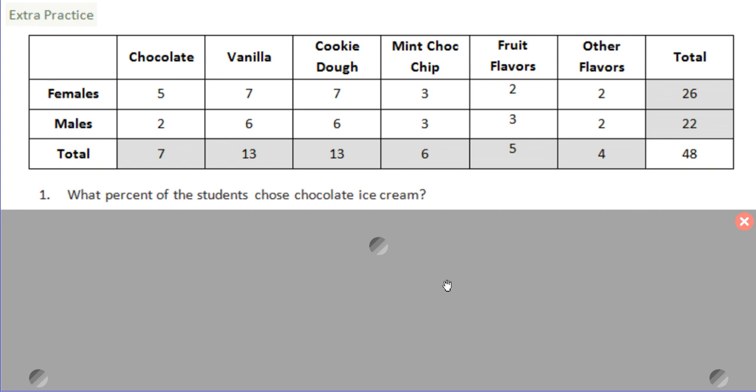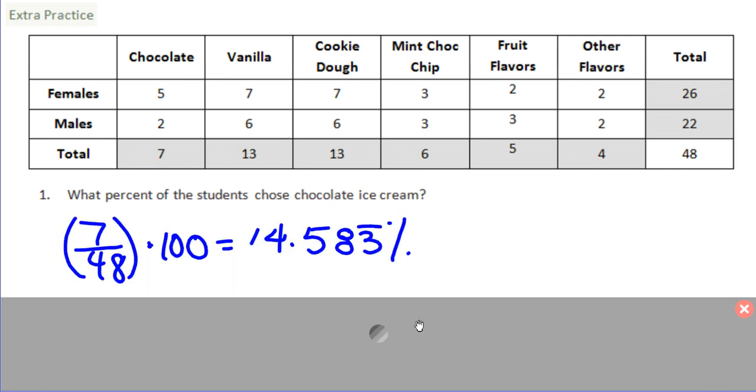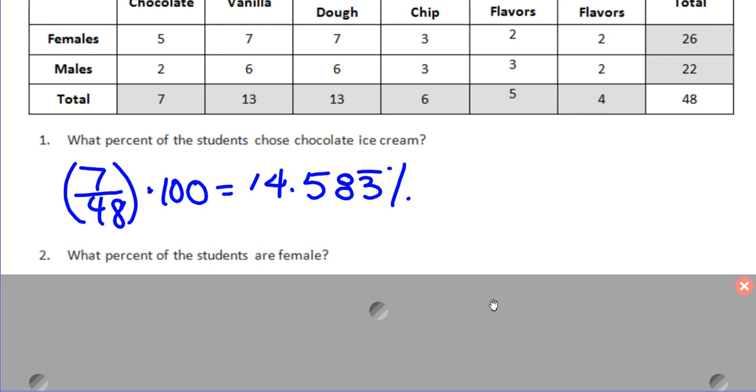All right, what percent of students chose chocolate ice cream? So students, 48. Chocolate, 7. 7 out of 48 times 100. Here's your exact percentage, 14.583 repeating. If they ask for the nearest tenth, 14.6%.